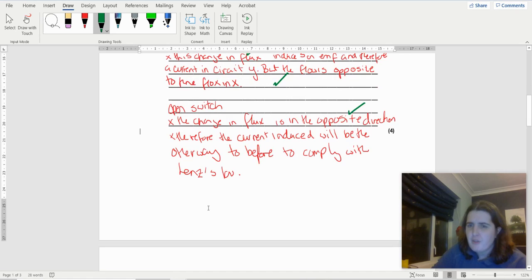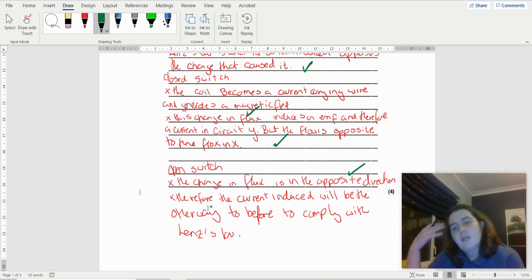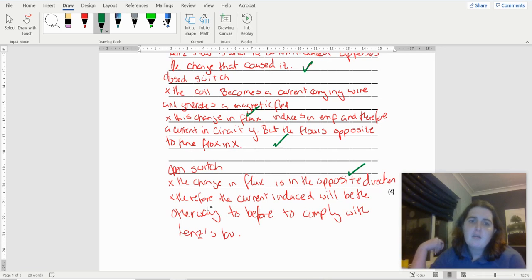Bit of a wordy question, but it's one of those things. If something's talking about why something induced a current, if you actually mention that something's experiencing a change in something, normally a current carrying wire is generating a magnetic field. Therefore, if something experiences a change in flux, it will induce an EMF, it will induce a current. If you can say those kind of things, even if you don't know what you're talking about, you can pick up a few marks there.